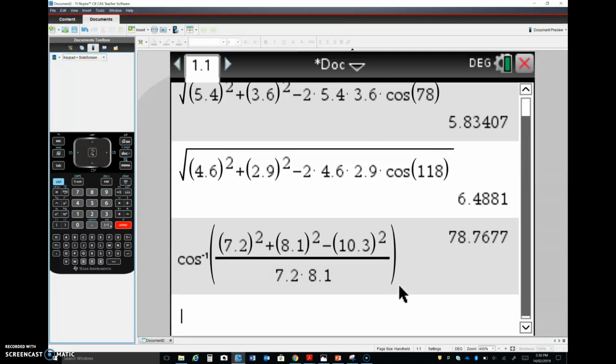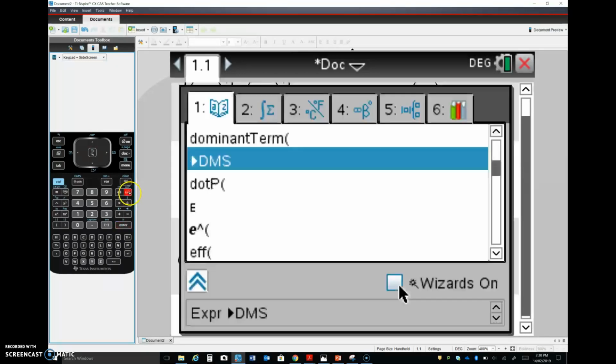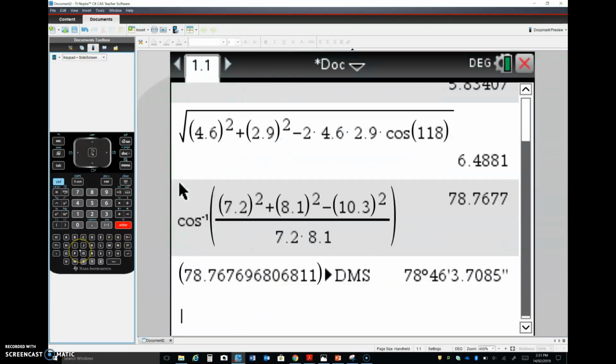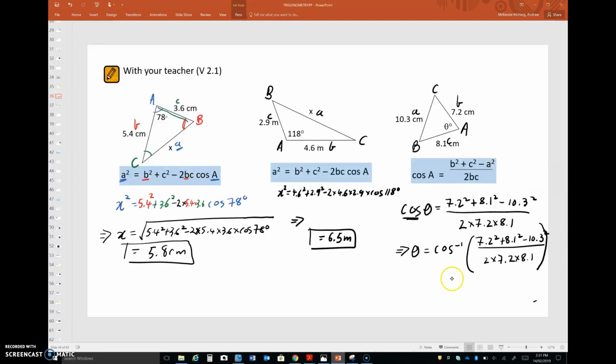Now, what do we need to do with angles? You might remember we need to DMS them, or make them into degrees, minutes, seconds. So we'll send that straight to that. 78 degrees, 46 minutes, 3.7 seconds. So that'll round to 78 degrees, 46 minutes. So that's how we'll express our answer. So go ahead, practice these ones, and after a while you'll probably find you don't need to label the triangle anymore, but it's a good way to start out.